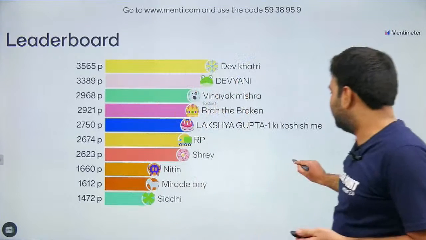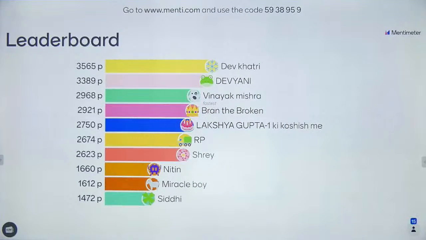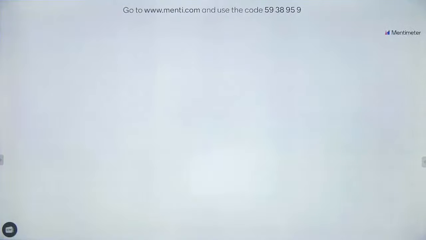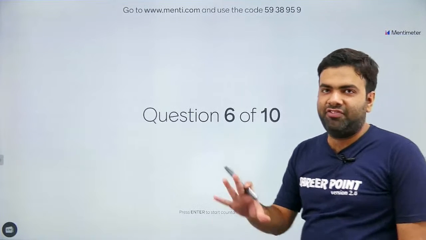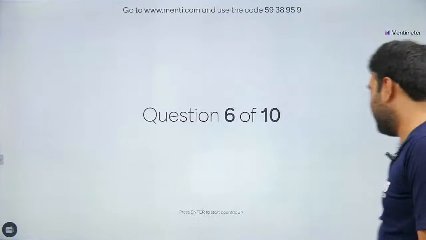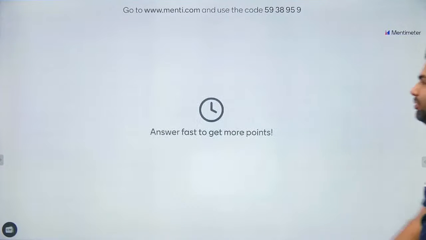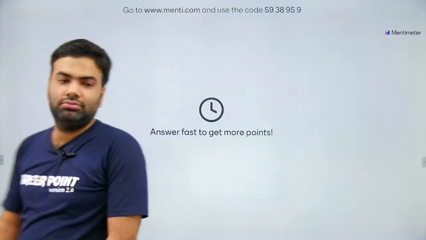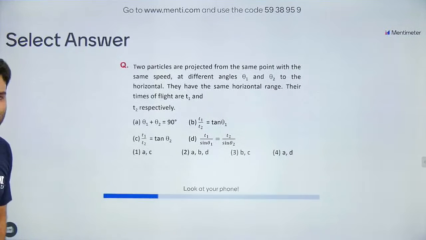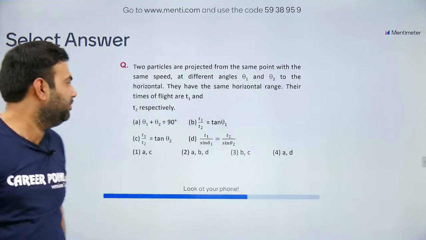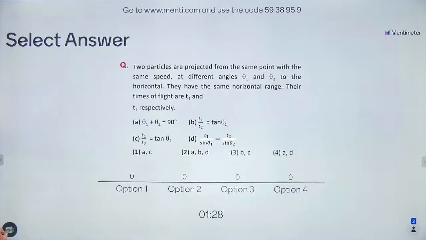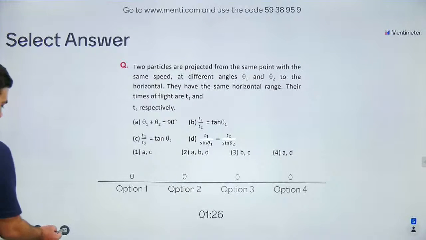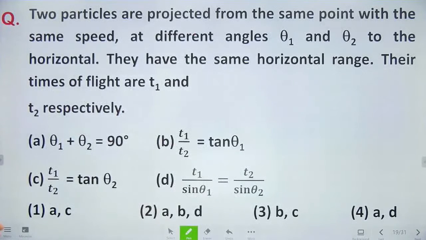So let's go to the next question. The next question is in front of you, 6th question out of 10. We have 5 more questions, and answer fast to get more points. Top 3 wall of fame. Okay, let me zoom in on this question.